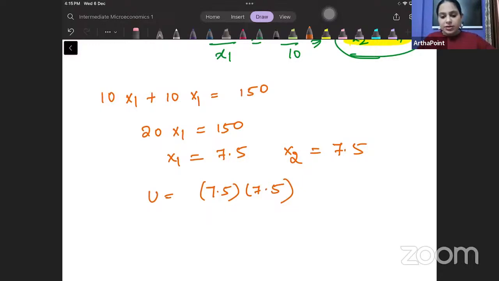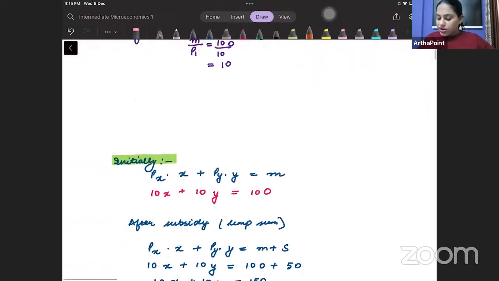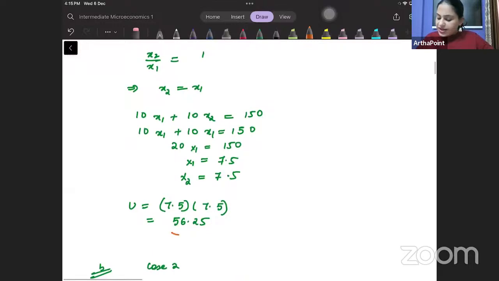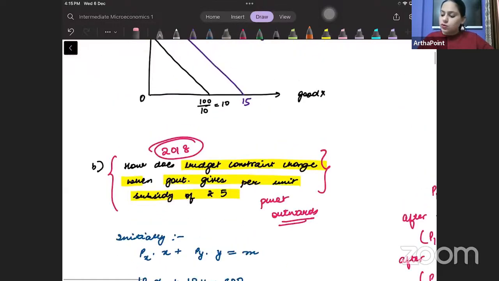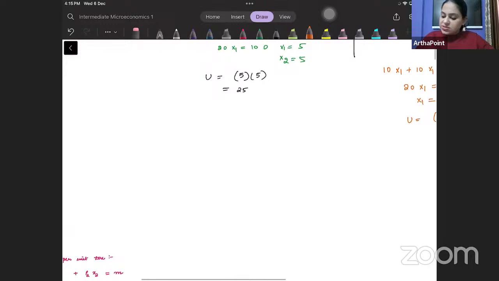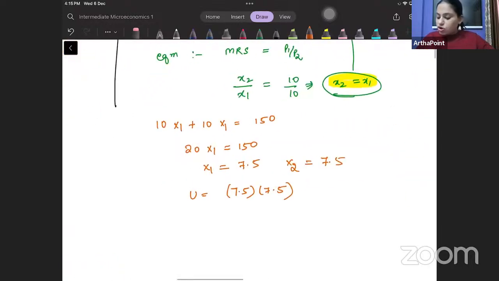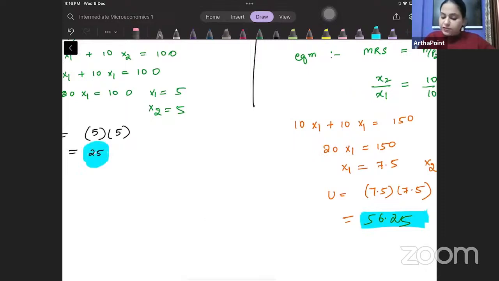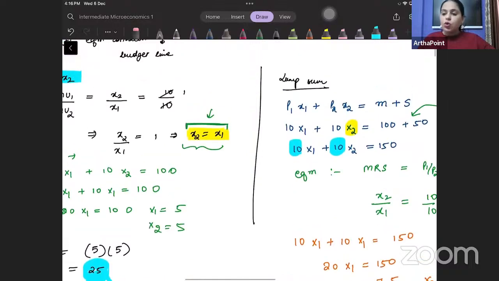Is that clear beta? 7.5 into 7.5. So when you find that value, you will get the answer as 56.25. So your answer will be 56.25. Because of the lump sum subsidy, your utility has increased to 56.25. Earlier your utility was 25. Now your utility has increased to 56.25.